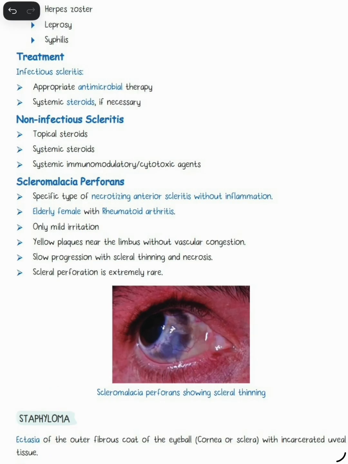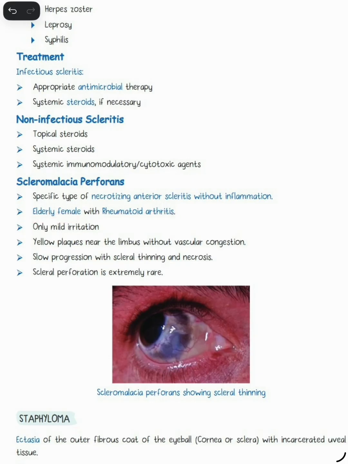The next terminology is scleromalacia perforans. So, scleromalacia perforans is a necrotizing anterior scleritis, but keep in mind it is without inflammation. It is necrotizing anterior scleritis, but it is without inflammation. There will be no edema or signs of inflammation. There will be only mild irritation, and it occurs in elderly females with rheumatoid arthritis.